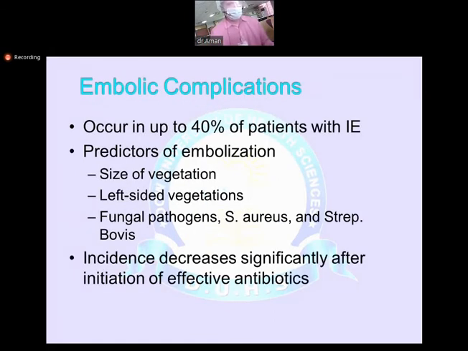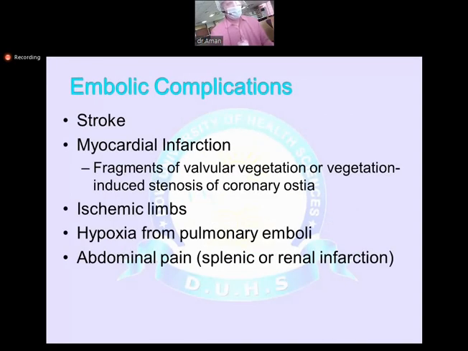Embolic complications occur in about 40% of patients with infective endocarditis, and predictors of emboli are the size of vegetations, left-sided vegetations, fungal pathogens, Staph aureus and Streptococcus bovis. Incidence decreases significantly after initiation of effective antibiotics. Embolic complications include stroke, CNS findings, myocardial infarction, where fragments of the valvular vegetations induce stenosis of the coronary arteries, and ischemic limb problems can also occur.